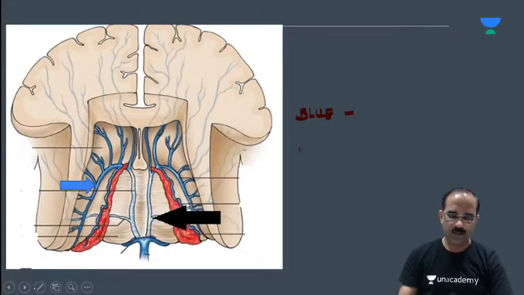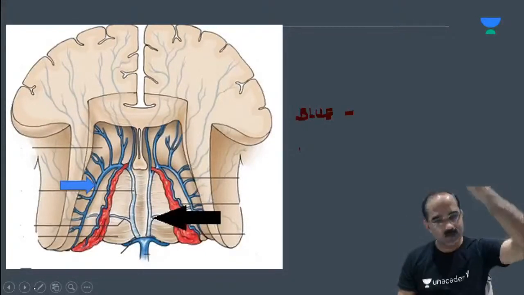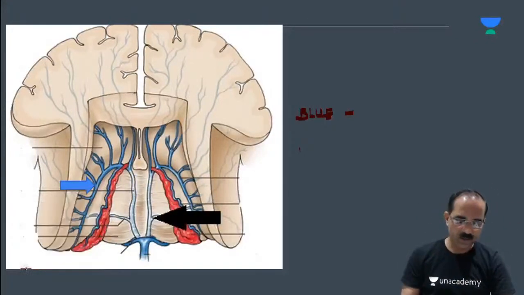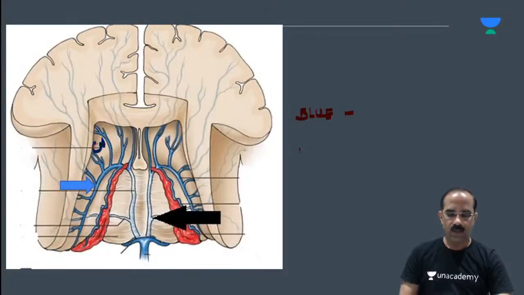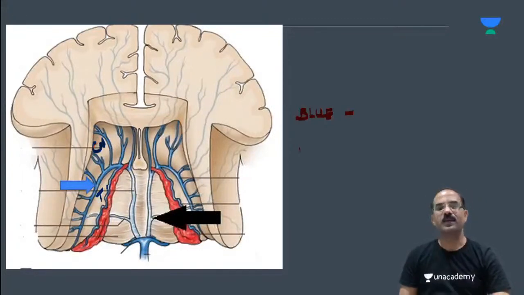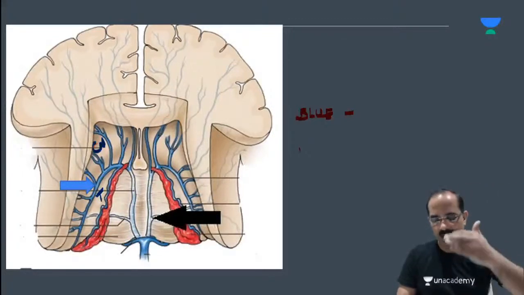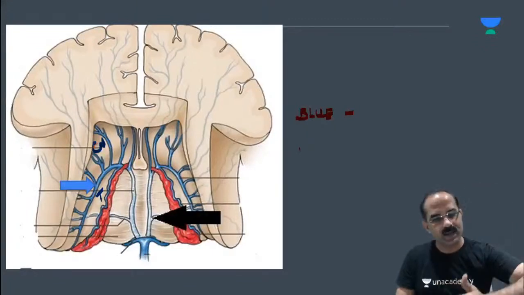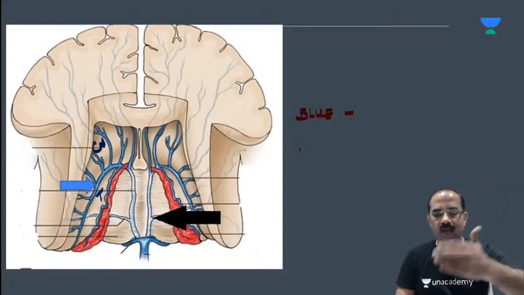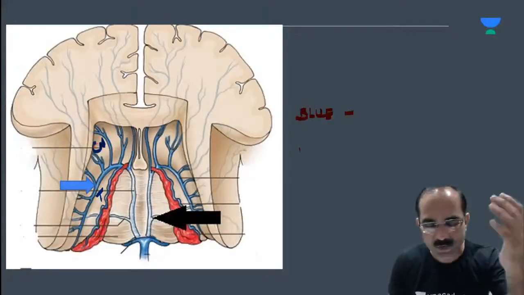Can anyone tell me what this section of the brain is? That's a coronal section. This is a coronal section of the brain. If you can tell me, students, what is this structure? Who is this? This nucleus is the caudate nucleus. That is the caudate nucleus. What is this nucleus here? This nucleus is the thalamus. So caudate nucleus, thalamus. Between the caudate nucleus and the thalamus there is a vein. There's a vein between the caudate nucleus and the thalamus. Name of the vein.